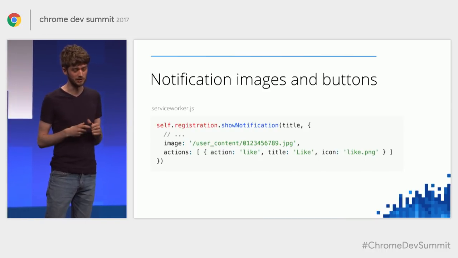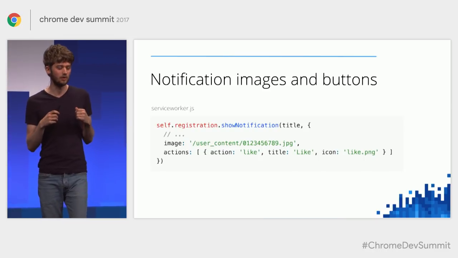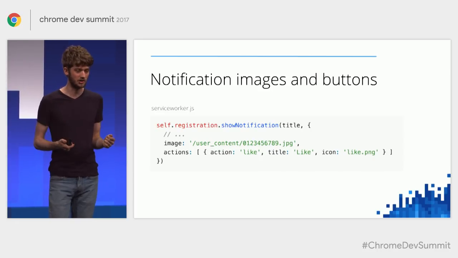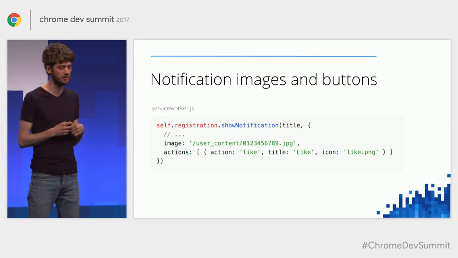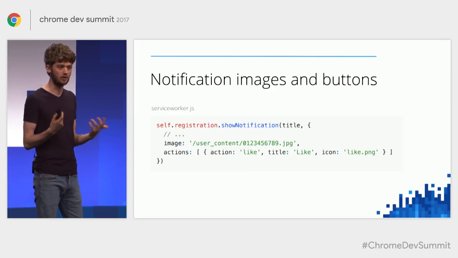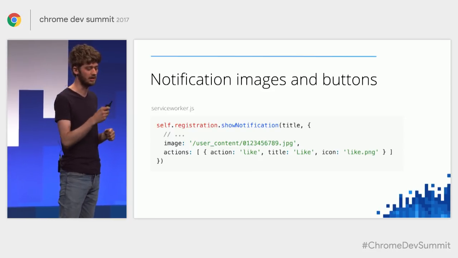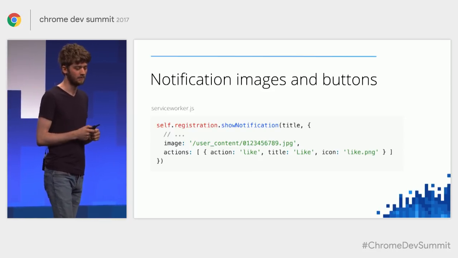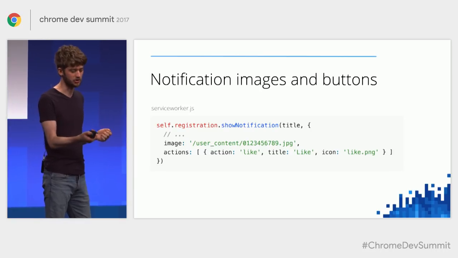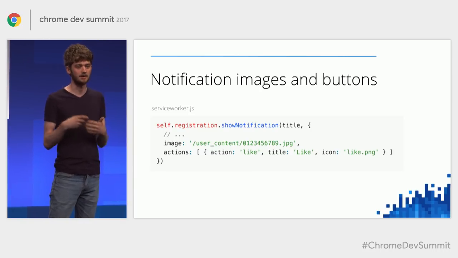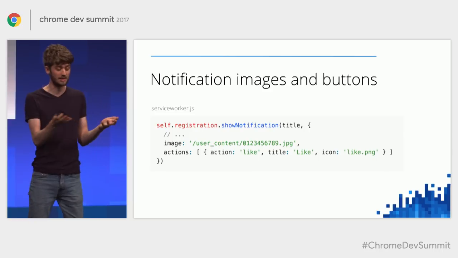It's super simple to use. In your service worker, you call registration.showNotification and you provide the title for the notification. You provide a whole bunch of different options for showing the notification, including an image, which is just a URL, and an array of actions. In this case, I'm just showing what it would be to add a like button on the notification. And that's really all there is to it.